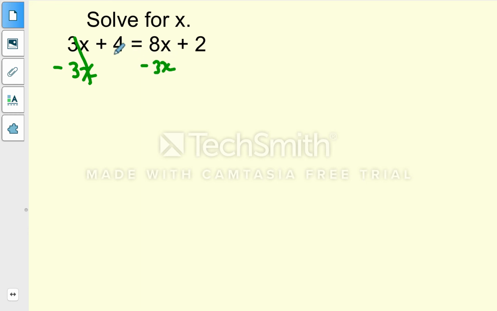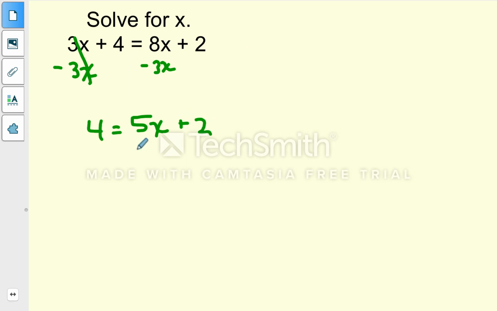Now, some of you might call this combining like terms. I don't refer to this as combining like terms. Combining like terms is like if there was, I'm making this up, but let's say there was a 7x over here. Then I would combine 8x and 7x because they're on the same side of the equal sign.